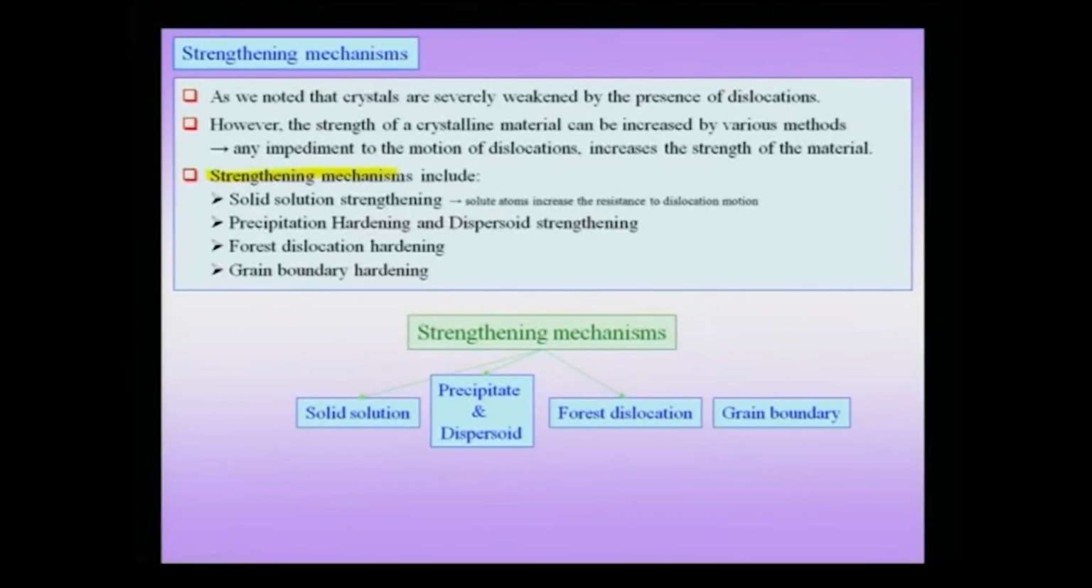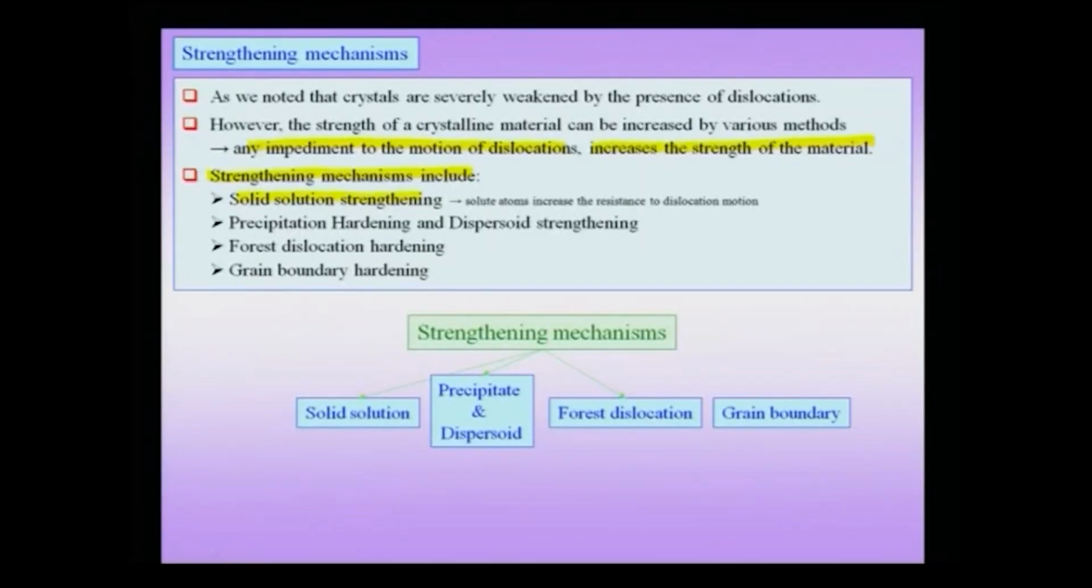There are other mechanisms which can be used to increase the strength of a crystal, and this arises from the fact that any impediment to the motion of dislocations increases the strength of the material. So, if I can stop these dislocations from moving freely, if I make glissile dislocations less glissile, then I would increase the strength of the crystal. So, what are the mechanisms I have for increasing the strength of the crystal? A few of them I am listing here.